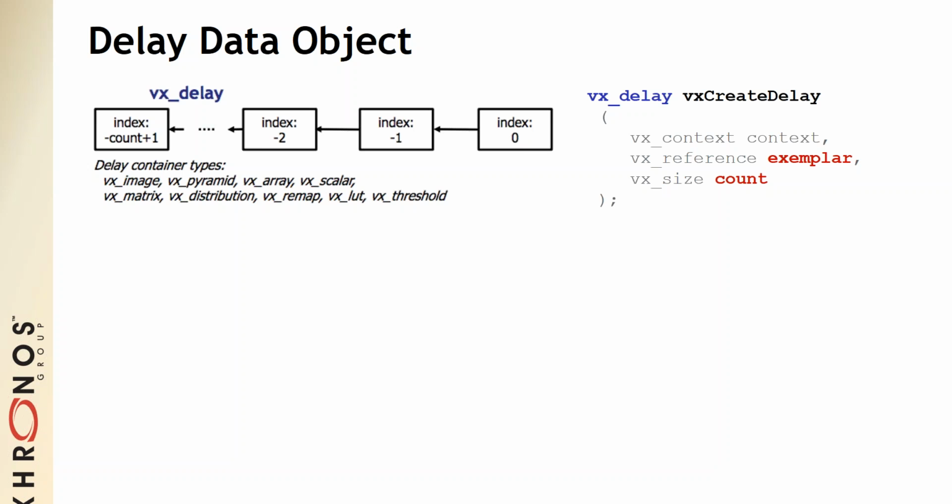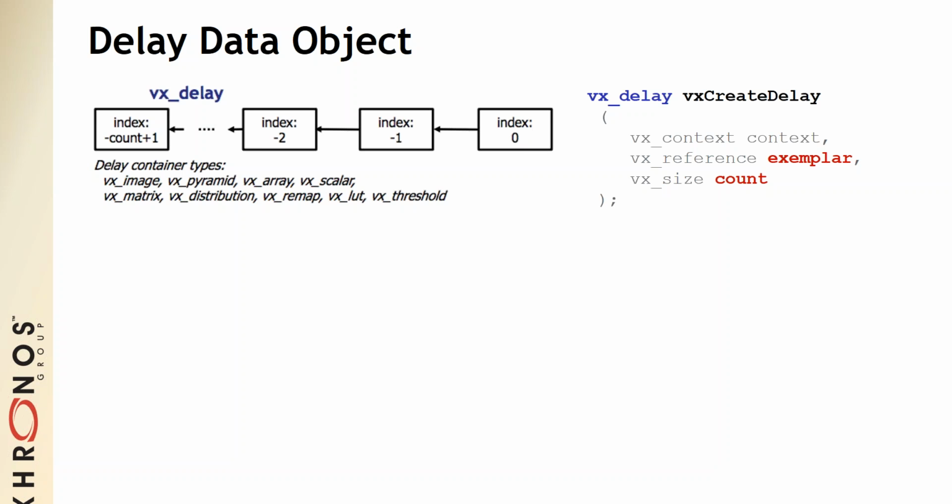You can create a delay object by passing the desired object's exemplar and the number of references you need within that delay object. Here the exemplar's metadata is used to create new objects inside the delay object. It doesn't actually make a copy of the data. It just uses the metadata. For example, if I pass an image as an exemplar, it just looks at the image width, image height, and image format. It doesn't use any other information in there.